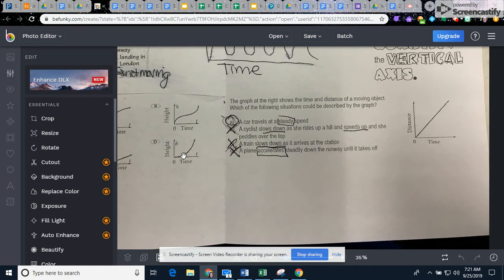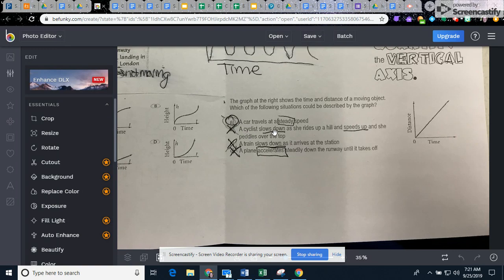And then when we look at our last one, we see that the graph at the right shows the time and distance of a moving object. Which of the following situations could describe it? So time, again, is your x variable. Y is the distance. So we have a car traveling at a steady speed. Well, steady speed means that it's going to be a consistent slope. And since this has a consistent slope, that could definitely be our answer, but we never want to pick A without looking at the other ones, just in case we're thinking incorrectly.